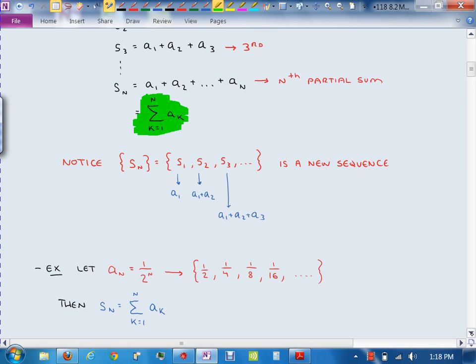All right, so here's our first one. Let a sub n, and what I try to do in these notes is separate the sequence from the series by using red and blue, okay?